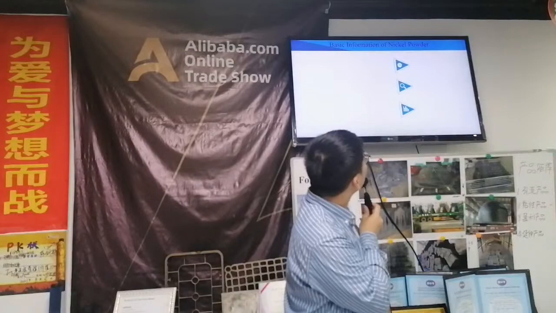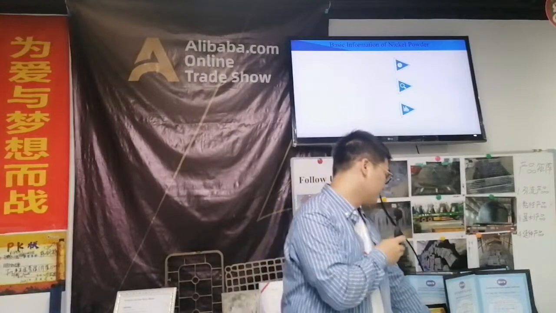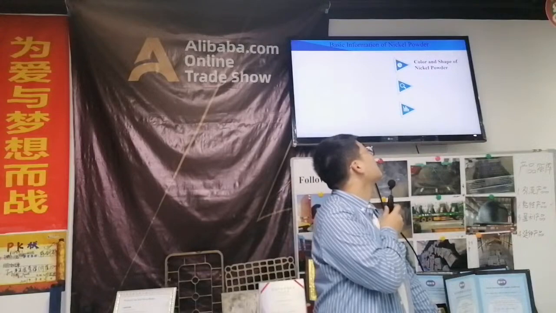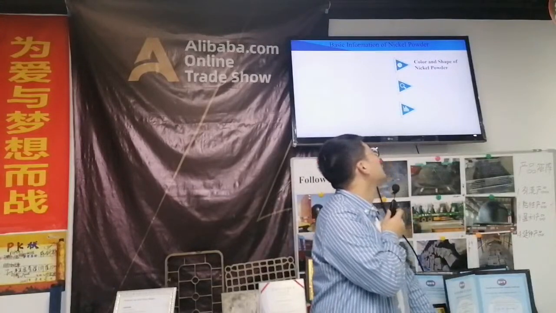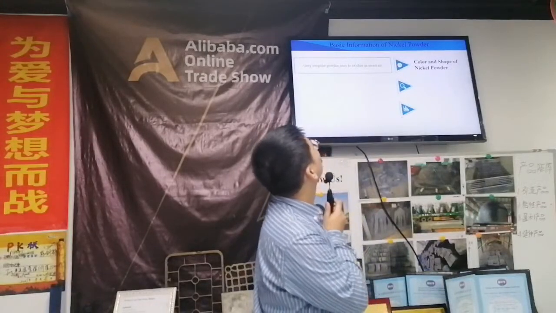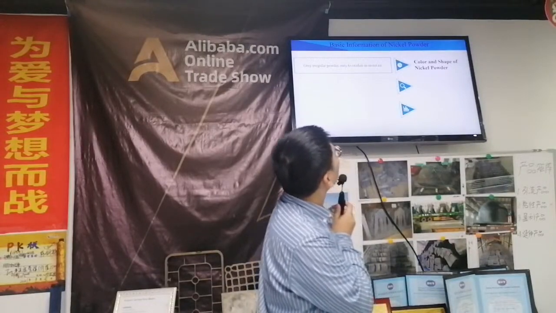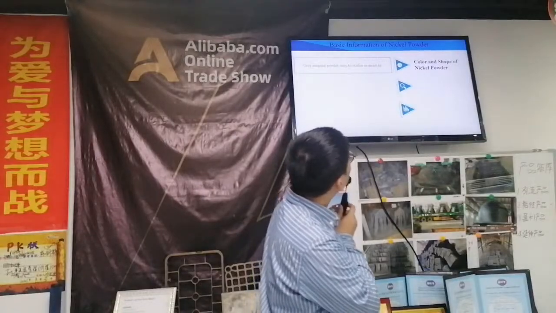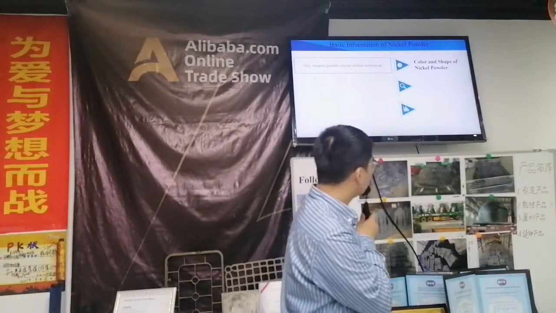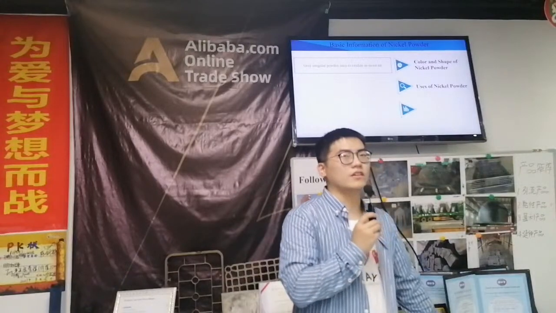Here is basic information of our nickel powder. First is the color and the shape of our nickel powder. Usually, the nickel powder is green, regular powder, and it is easy to oxidize in moist air. And that is the uses of the nickel powder.